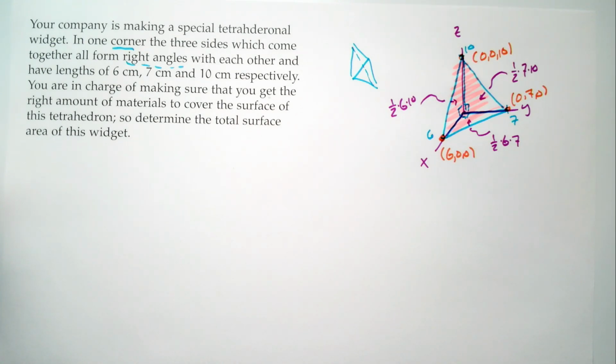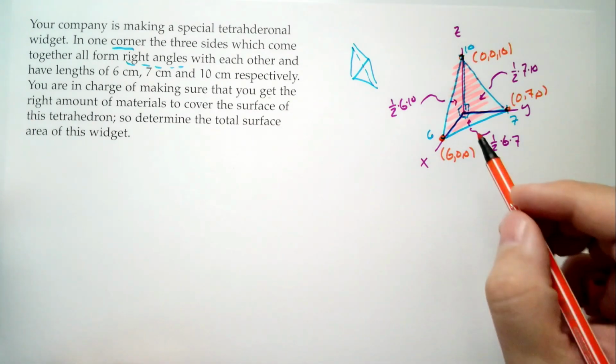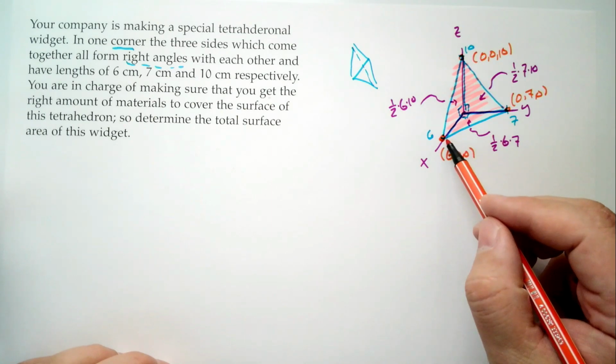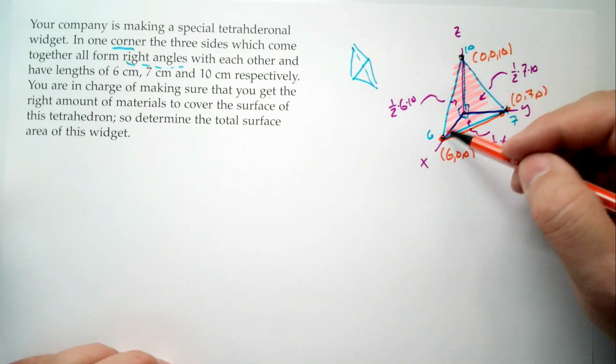Yeah, we're not ready to take our cross product because we have points. Cross product requires vectors. So we make vectors. And the way we make vectors is we just say, let's choose a corner and find the vectors coming out of that corner. It doesn't matter which corner you choose, so I'll choose the one over here.